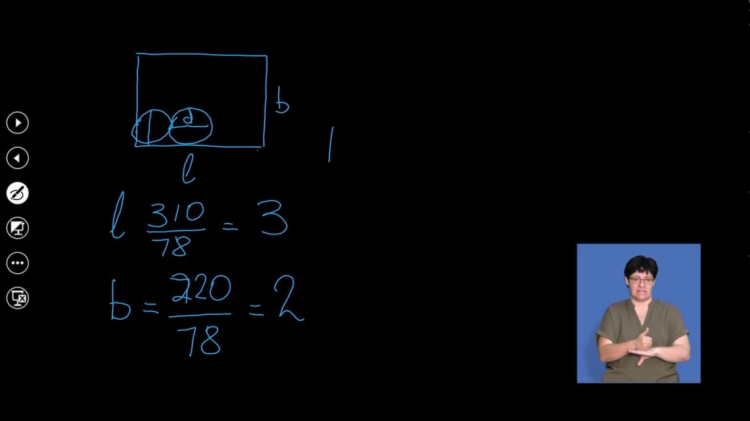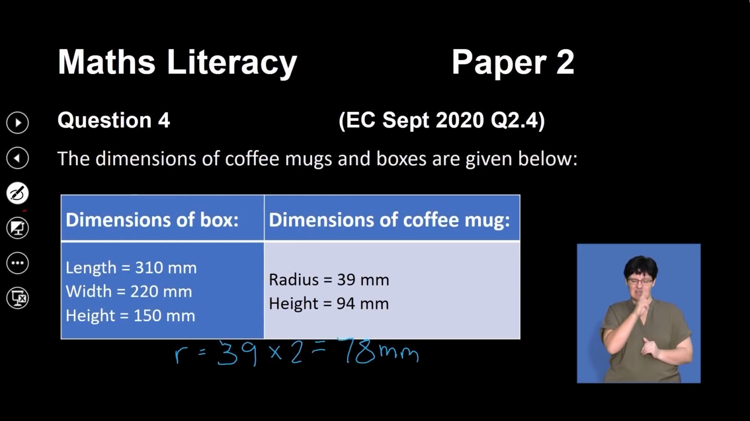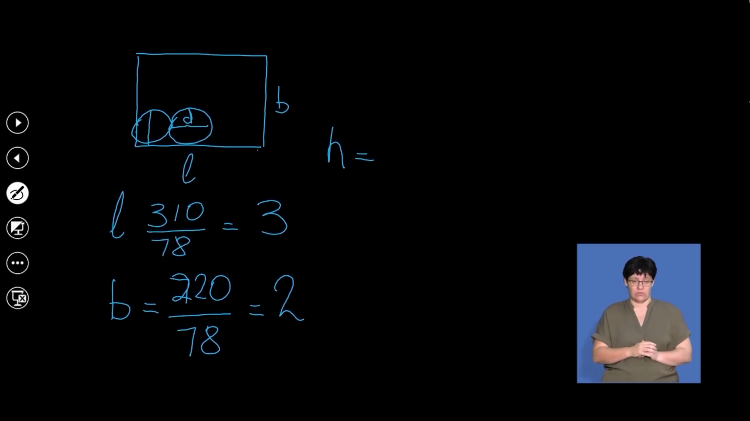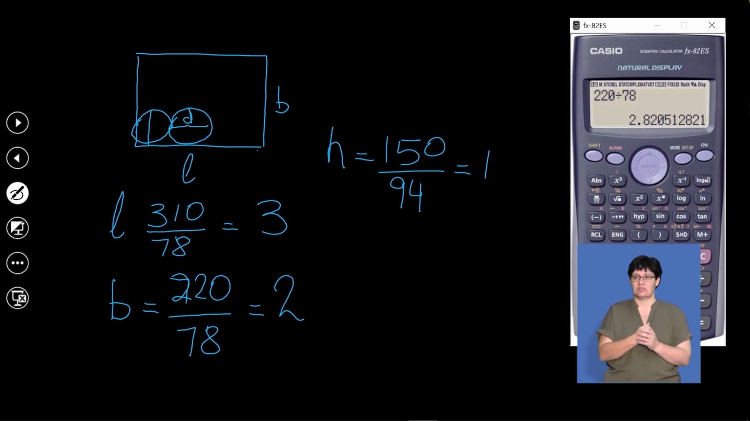And now let's do the height. Let's just see what the heights were. So my height is 150 and 94. So we're going to do that on the calculator. 150 divided by 94. Let's go to the calculator to show you the rounding. 150 divided by 94 is actually 1.59, so it's 1. So we're going to get 1.